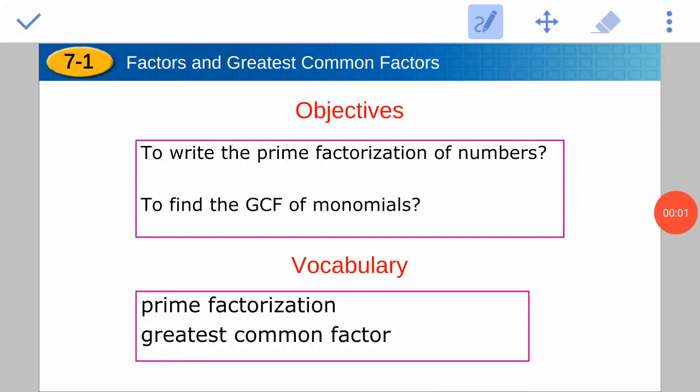Hello Algebra 1 students. This is part 1 of section 7-1, factors and the greatest common factors. Today you need to learn a couple of skills. Number 1, to write the prime factorization of numbers. Number 2, to find the GCF, the greatest common factor, or some people say the greatest common divisor, of monomials.